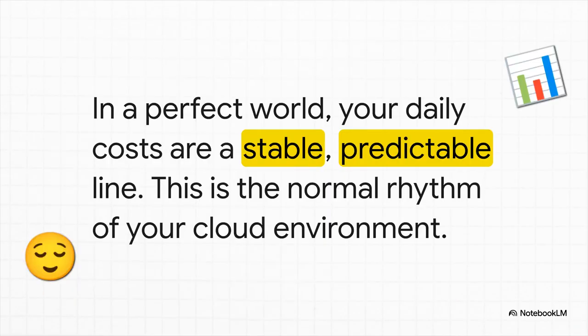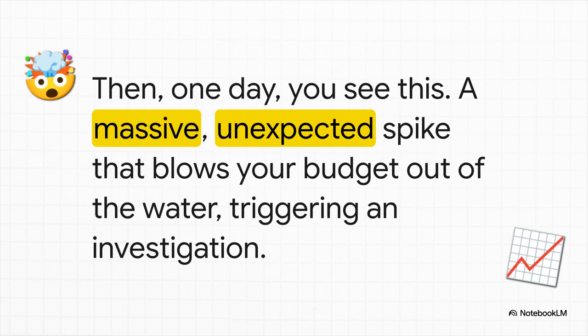Okay, so in a perfect world, right, your daily costs look kind of like this. Just a nice, flat, predictable line. No surprises, you know what's coming. This is your baseline, the normal heartbeat of your cloud setup. And then, bam, one day you log in and see this giant out-of-nowhere spike that just completely demolishes your budget.